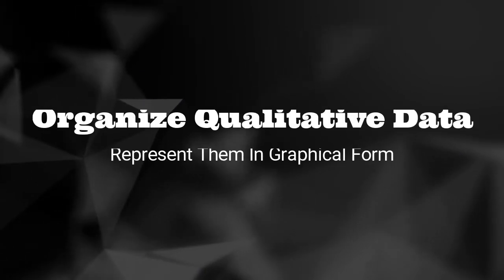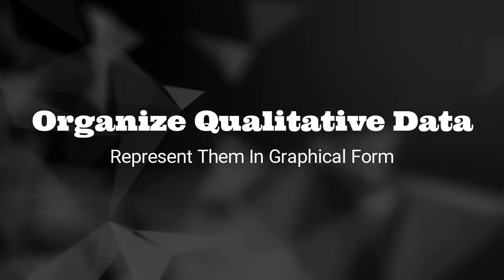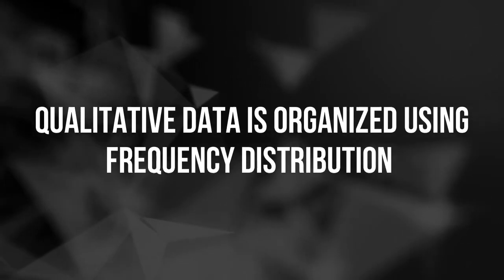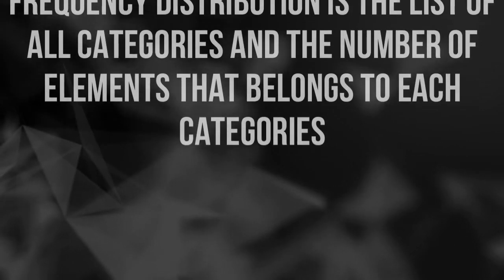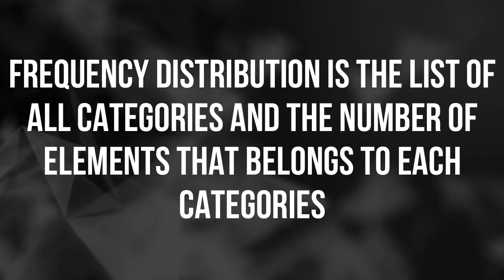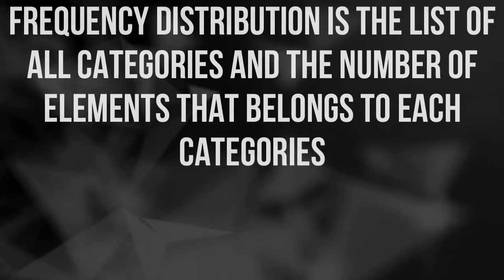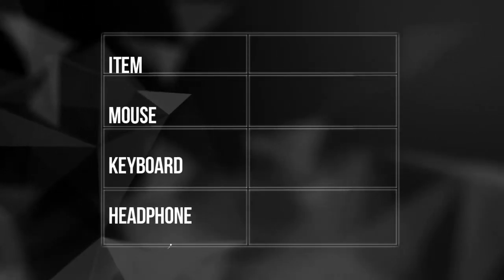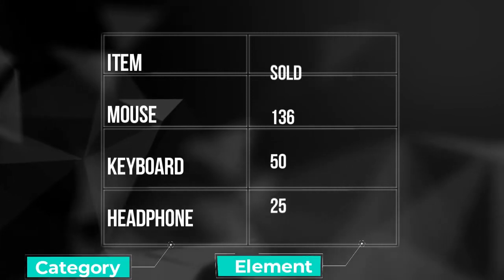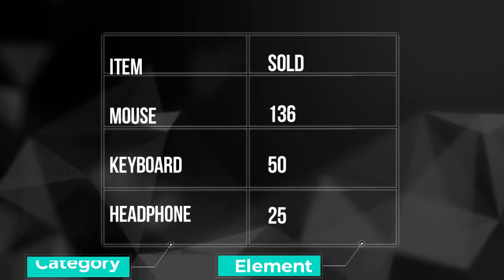In this video, we will learn about how to organize qualitative data and how to represent them in graphical form. Qualitative data is organized using frequency distribution. Frequency distribution is the list of all categories and the number of elements that belong to each category. For example, mouse, keyboard, headphones are the categories. 136, 50, and 25 are the elements that belong to each of these categories.